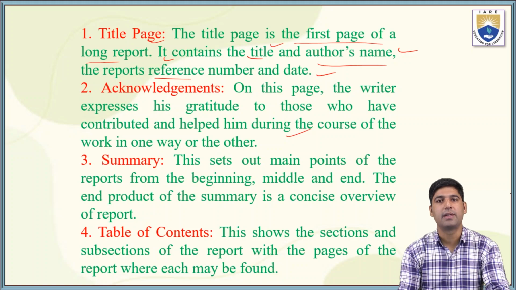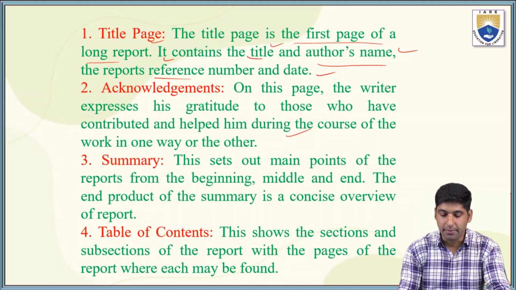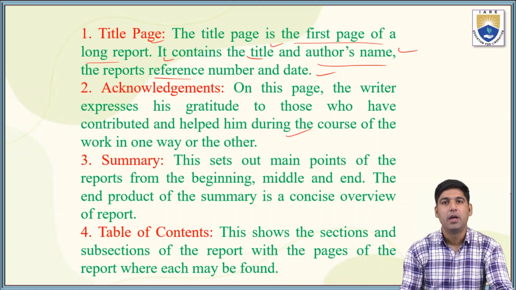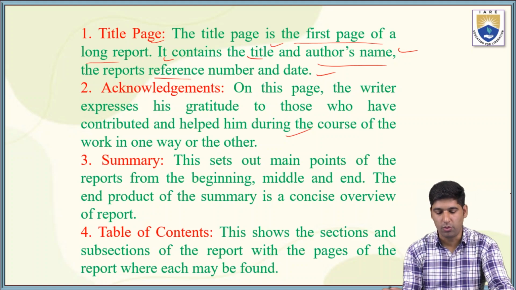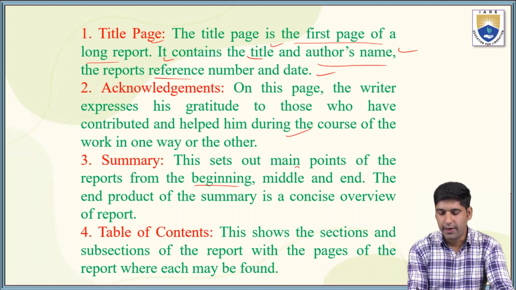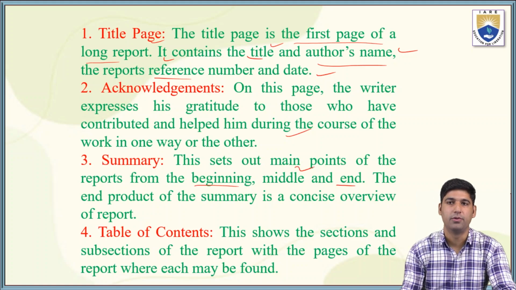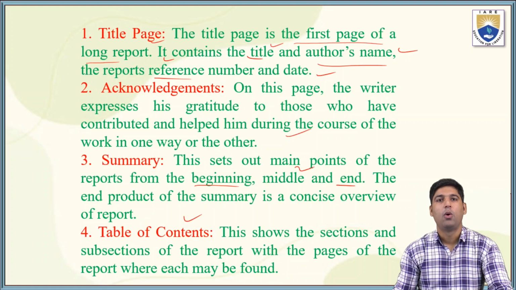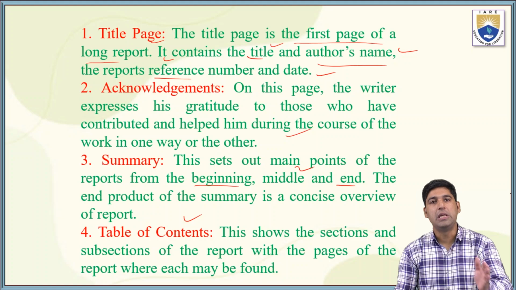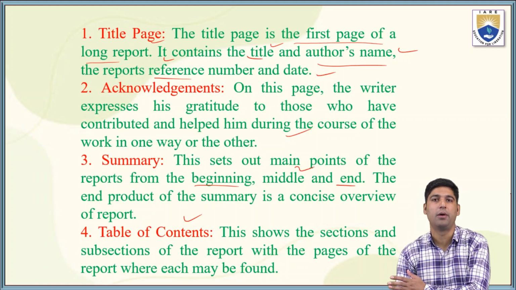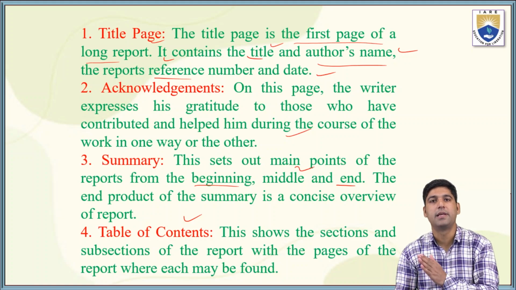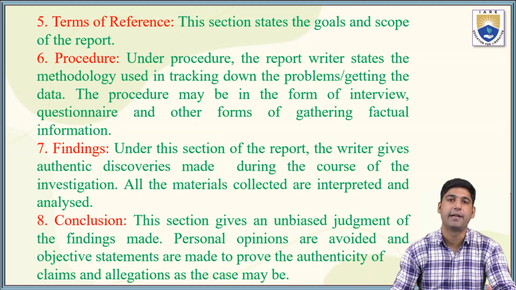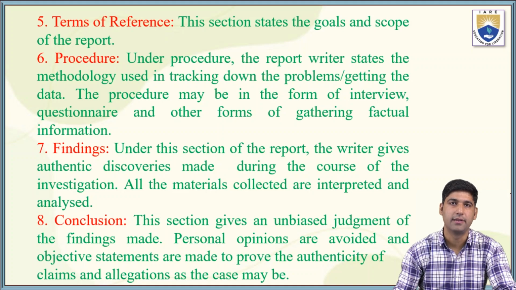Summary, I talked about summary. It comes at the beginning. This sets out the main points of the report. It includes the main points of the report right from the beginning, and talks about the middle and end of the report. It's always short. Then table of contents. We have tables which lead us to the different sections of the report, because these tables include the page numbers of different sections which are there in the report.